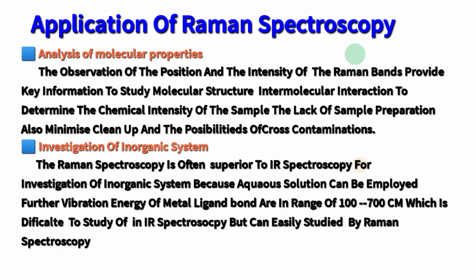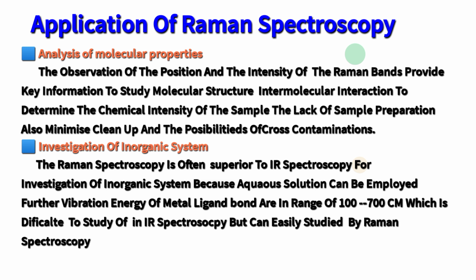Now coming to the last part, that is the application of Raman spectroscopy: analysis of molecular properties. The observation of the position and the intensity of the Raman bands provides key information to study molecular structure and intermolecular interaction, and to determine the chemical identity of the sample. The lack of sample preparation also minimizes cleanup and the possibilities of cross contamination.